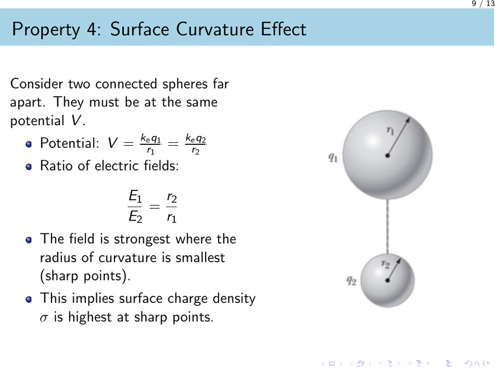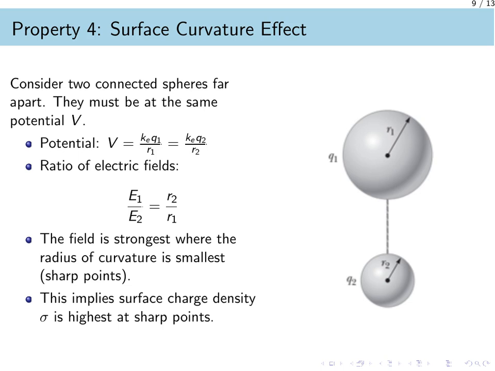Our fourth property addresses the surface curvature effect. Consider two conducting spheres of different radii connected by a long conducting wire. Because they are connected, they form a single conductor and must be at the exact same electric potential, V. The potential is Ke times the charge Q1 over radius R1, which equals Ke times charge Q2 over radius R2.